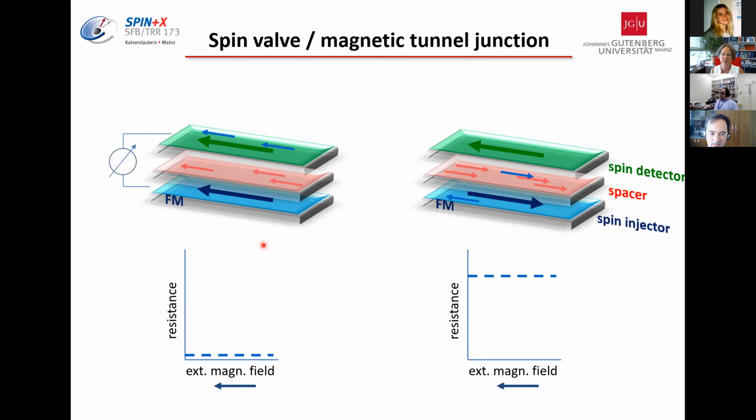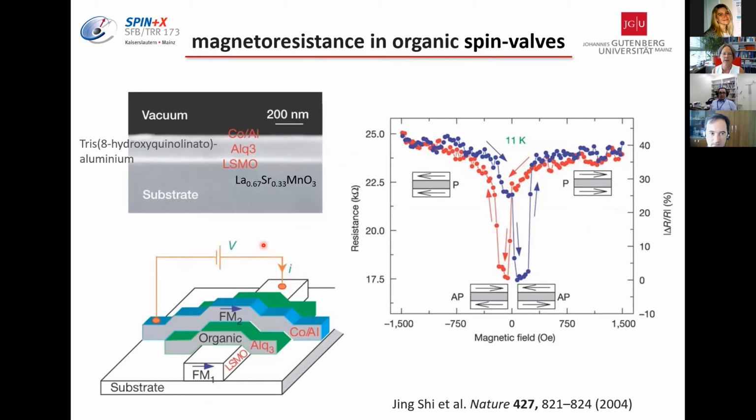This is a very, very simplified picture, and of course, in reality, it looks more like this. So I took this from a paper from Jingji, quite an old one, but it shows very nicely how it's composed. On the left-hand side at the top, we see that we have two ferromagnetic layers. One is the lanthanum strontium manganate, abbreviated as LSMO. And on the very top, we have a cobalt ferromagnetic layer, which is supported on an aluminum layer. And in between, we have a spacer. This is shown on the bottom: the ferromagnetic layer, the organic layer, and then the second ferromagnetic layer.